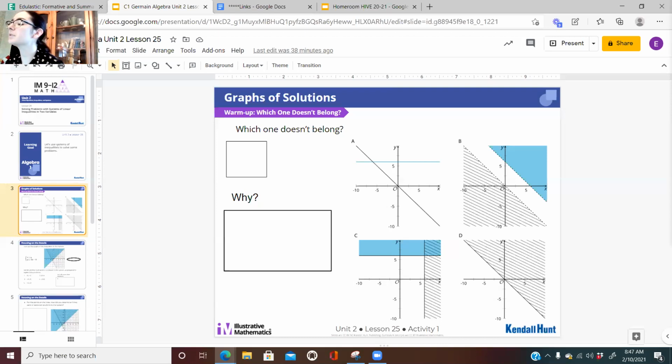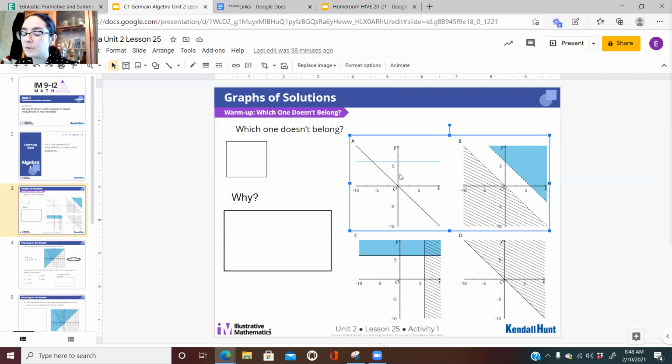Nice job. Let's see what people are thinking. A lot of people are saying letter A, for the reason that it is the only one that doesn't have a shaded region in it. So what do we know about it, if we were to write out something that represents it? Would it be an equation? Would it be an inequality? What would it be for letter A? If there's no shaded region, it would be an equation.